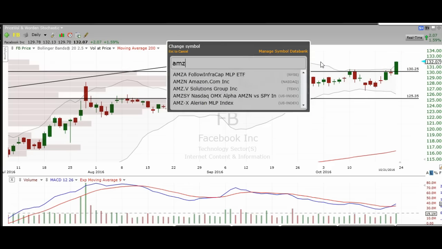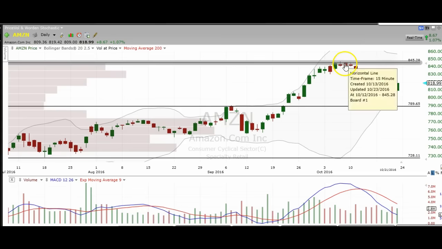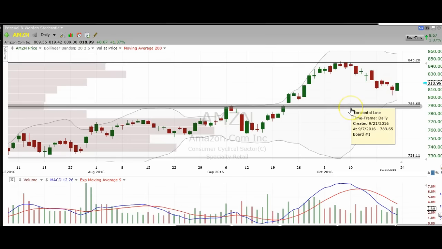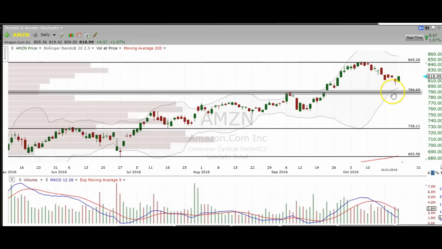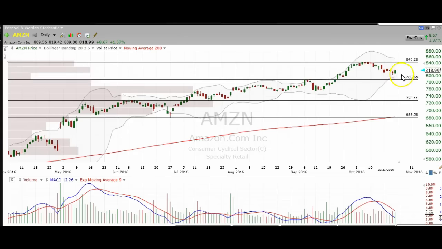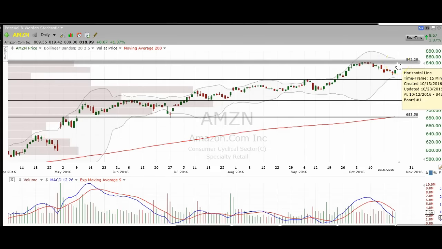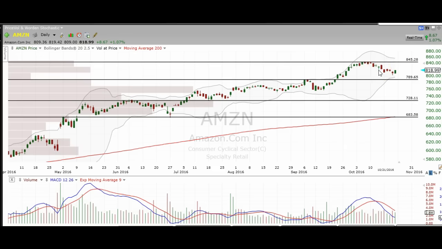The next one I want to take a look at is Amazon. So we've got resistance here on Amazon at 845, and then we've got support down here at about 790. I do think that we're potentially going to be heading higher here for earnings, and we can look for bounce zones right here at about 790, and then resistance up here at 845. Those two levels are the main levels that I'm seeing on Amazon, and you want to be able to play both sides of those.